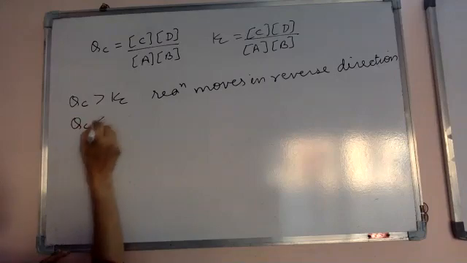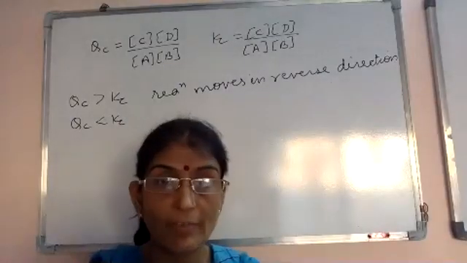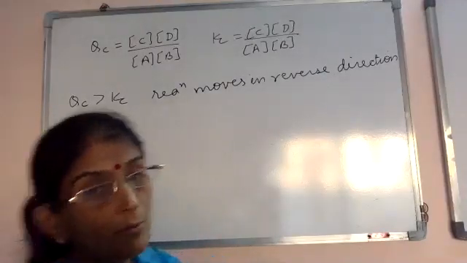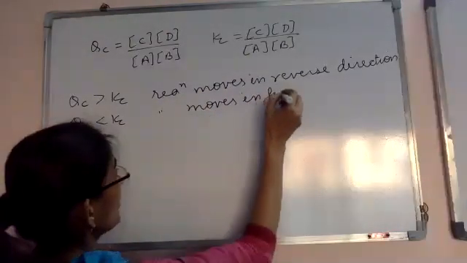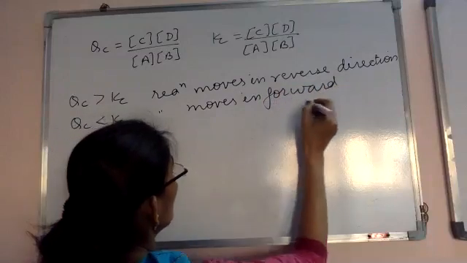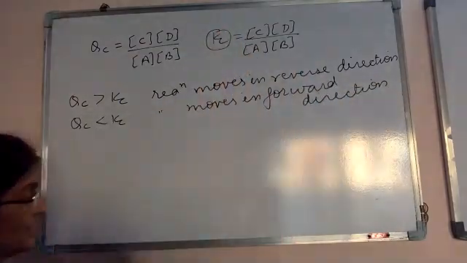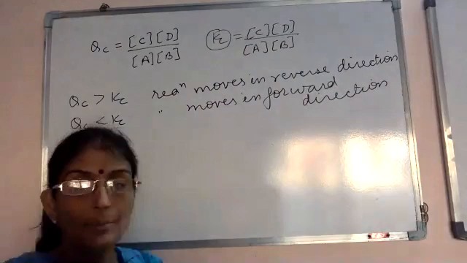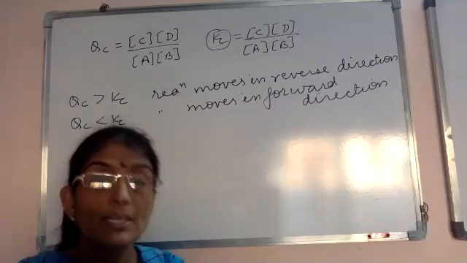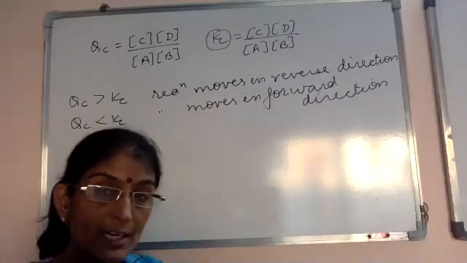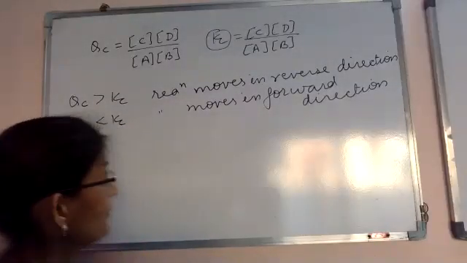Suppose QC is less than KC. KC is more, QC is less. Then to achieve the value of KC, reaction will move in forward direction. So reaction moves in forward direction. KC फिक्स हो रही है, ये कांस्टेंट है. At particular temperature equilibrium constant होता है. QC चेंज होता है. QC को KC के बराबर होना है, तो या तो रिएक्शन फॉरवर्ड जाएगा या बैकवर्ड जाएगा in order to make QC and KC same.